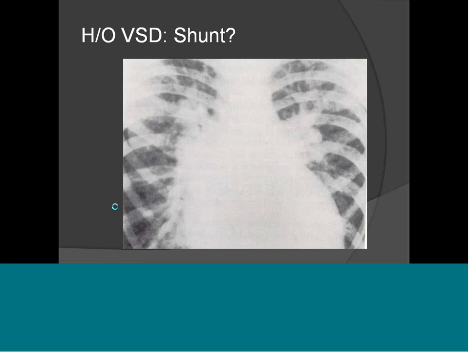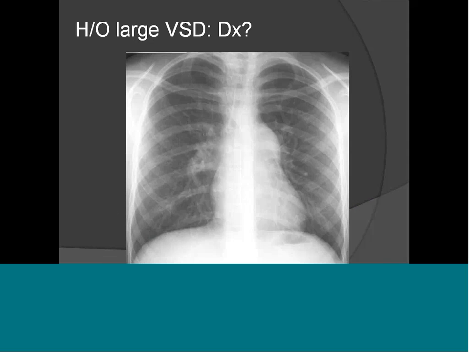Now, if you have a large VSD and you see this X-ray, what do you think about his shunt? Is it left to right or right to left, and is he operable or not? So you're going to immediately say, right, he's got increased QP, so he's operable, he's got cardiomegaly, he's got plethora. On the other hand, you see this X-ray in a patient with a large VSD. What do you think?